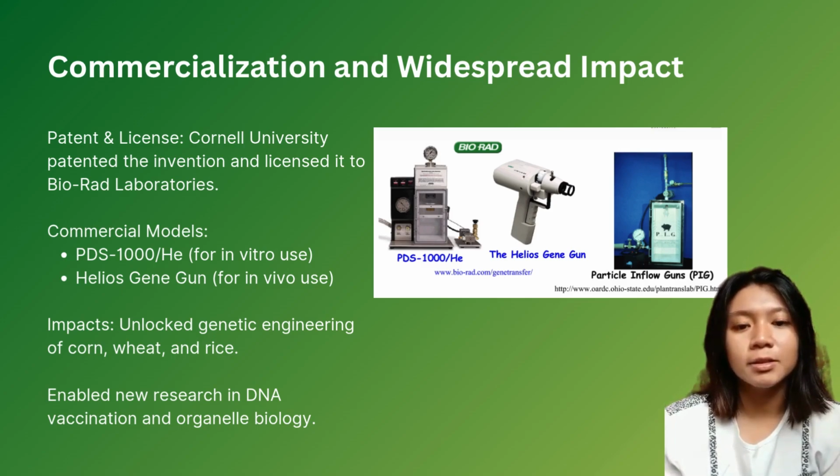After the final design was created, Cornell University patented the invention and licensed it to Bio-Rad Laboratories. They released commercial versions such as the PDS 1000 for lab use and the Helios Gene Gun for field applications. So the gene gun became a global tool that enables the genetic engineering of major crops like corn, wheat, and rice, advancing research in DNA vaccination and organelle biology.